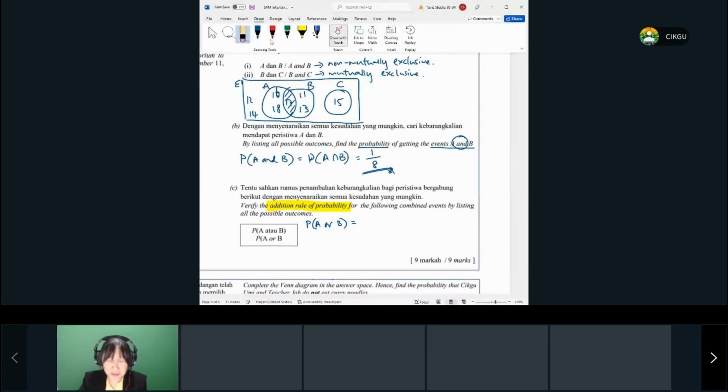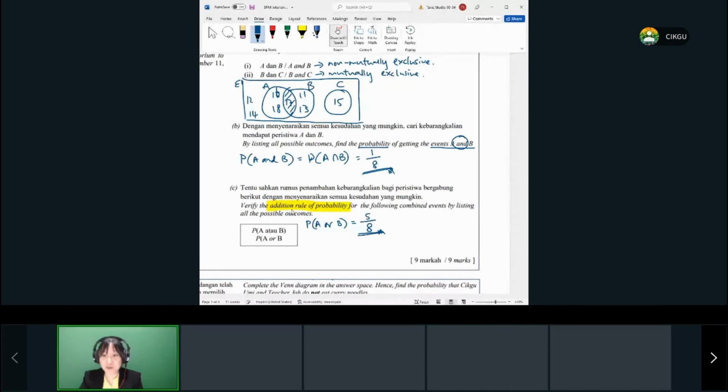Actually, let's take one step back. Let's take one more step back, okay, and ask yourself, if you want to select A or B, that means you can either select 16, 17, 18, 11, or 13. Any of these 5 elements, you can select, because if you select any one of them, you are indeed selecting either A or B. So you have 5 options here out of the total of 8 options. Actually, this one is straight away the answer already.